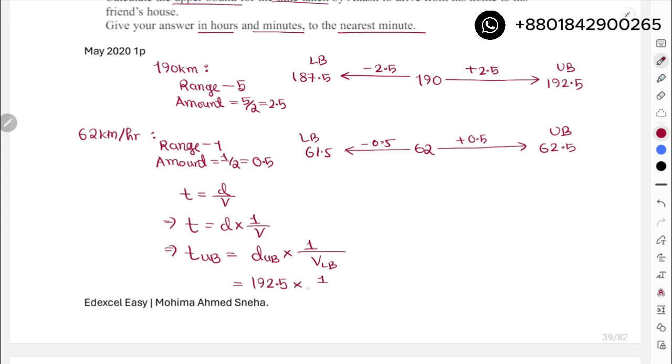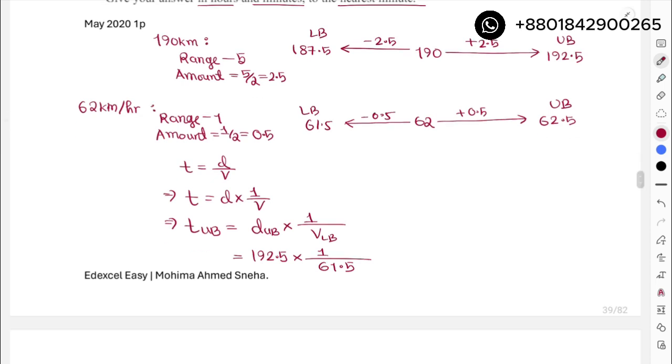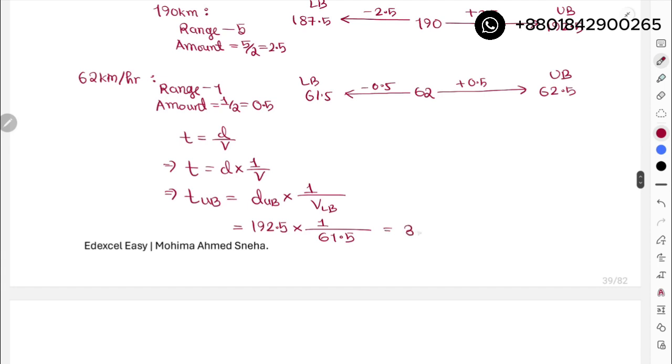92.5 multiplied with 1 divided by 61.5, right? And that is it, 192.5, 61.5. That leaves you with a very big value actually. The value that you get is actually 3.145424387 or something like that. I mean, this is what we get.